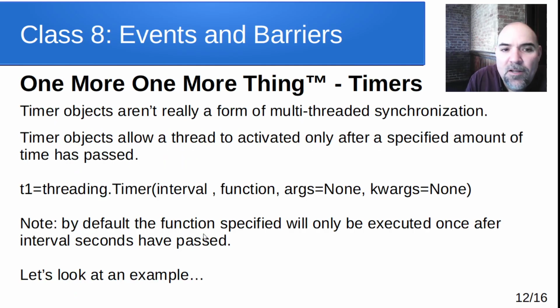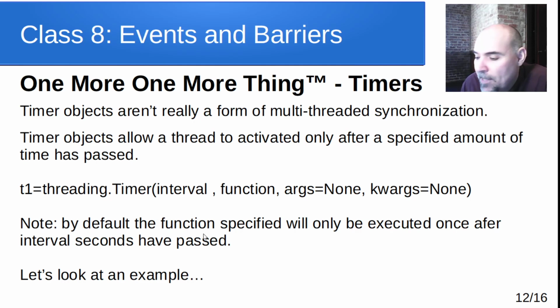Okay, one more thing. I promise this is the last one more thing today. And that is, if you look at a timer object, they're not really a form of multi-threaded synchronization. They're a form of synchronizing a thread into the future, having it delay itself for a certain amount of time. So timer objects allow a thread to be activated only after some specified amount of time has passed.